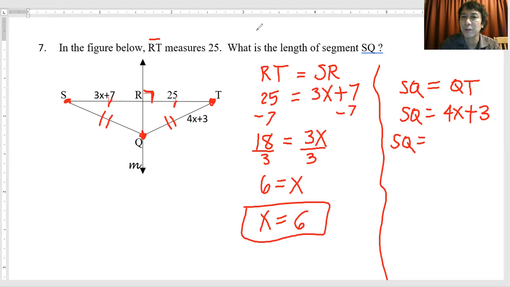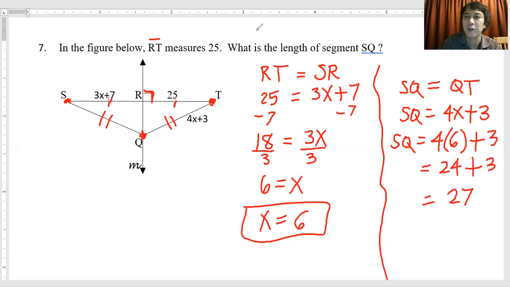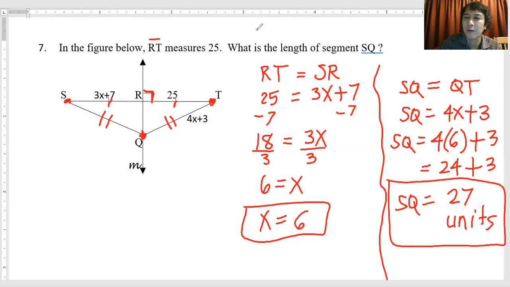So this is now 4x plus 3. This means 4 times 6 plus 3. This is now 24 plus 3, which gives us 27 units. This is SQ. That gives us the answer for number 7. The solution is on the screen. We'll continue with the next one, number 8.